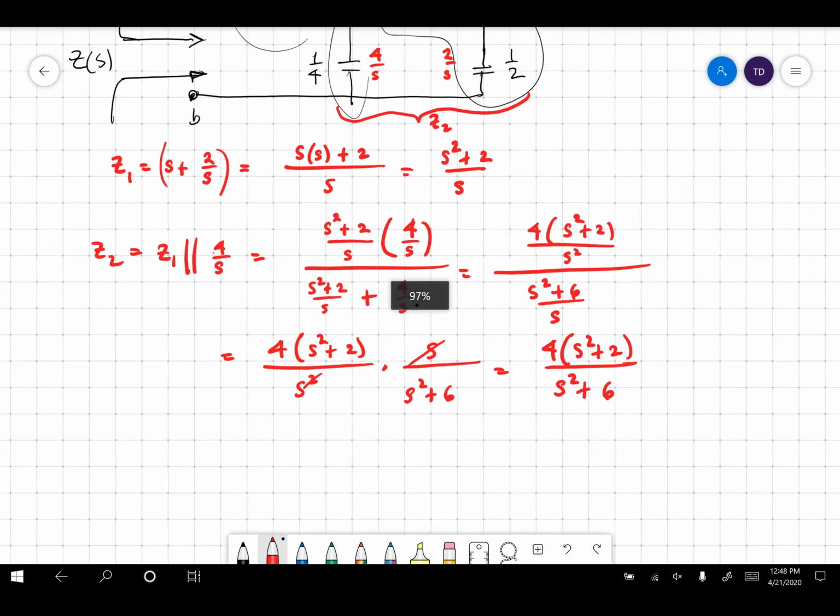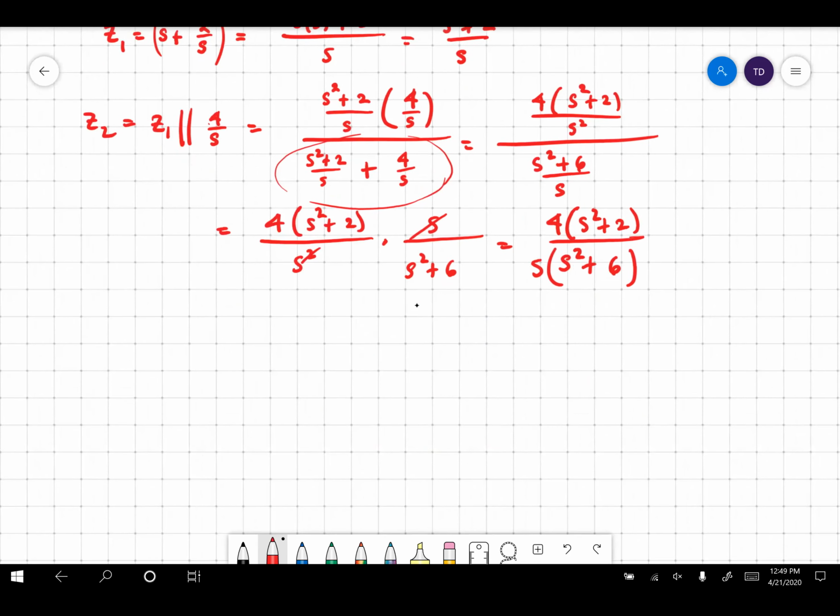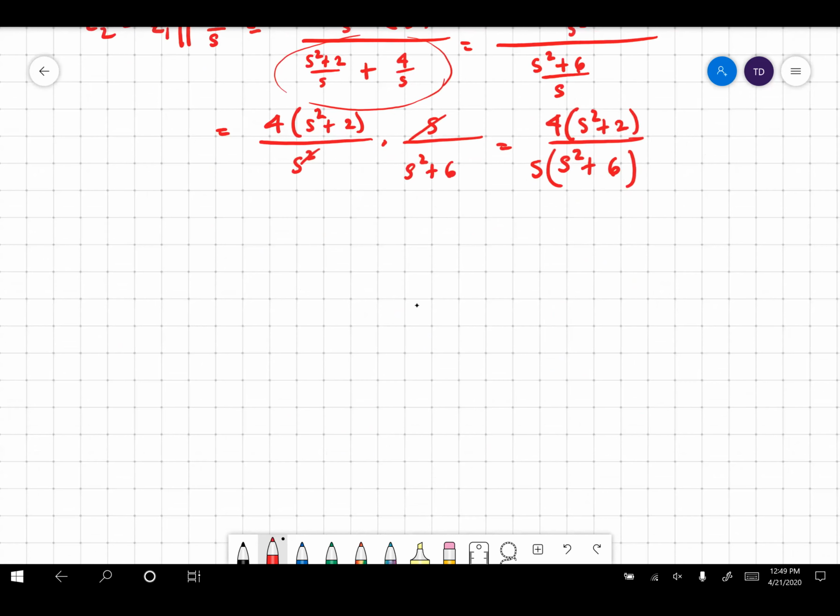Okay, now the total Z is... Isn't the denominator S times S squared plus 6? Is that what you said? Yeah, that's correct because only one of these cancels. You're right. I put a line through the 2 and it looked like the line was through the S. You're correct. Thanks, Jack. Beautiful.